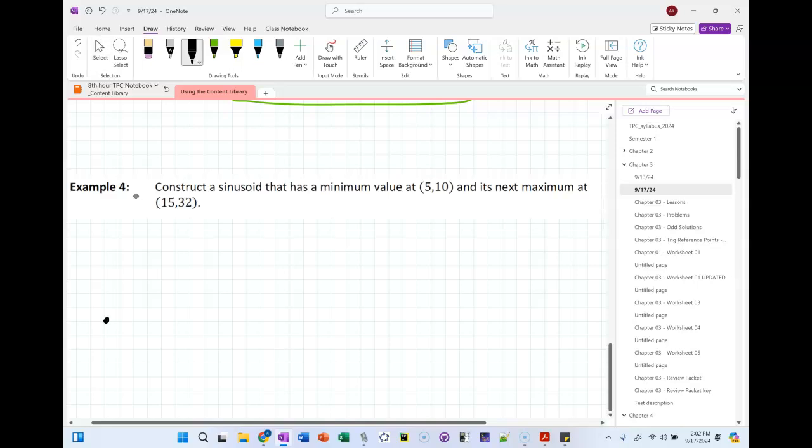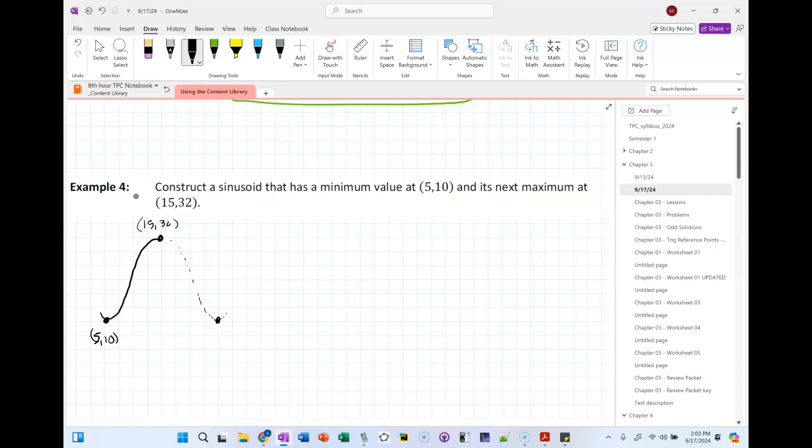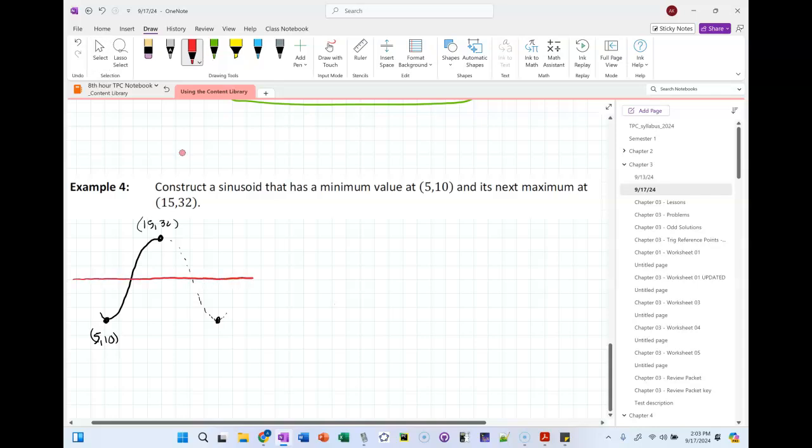So let's just sketch out a little picture of what we have. So we have our minimum here. Goes up to a maximum. If I wanted to finish my cycle, I'd end right here or something, right? Does everybody agree with the picture I've just drawn? Okay. So if I wanted to put the midline in, the midline would be like there, right?